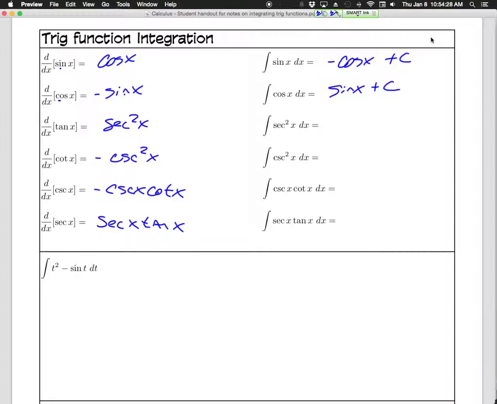So what do I get for secant squared? Tangent. Cosecant squared? Negative cotangent. Cosecant cotangent? Negative cosecant. And secant tangent? Secant.